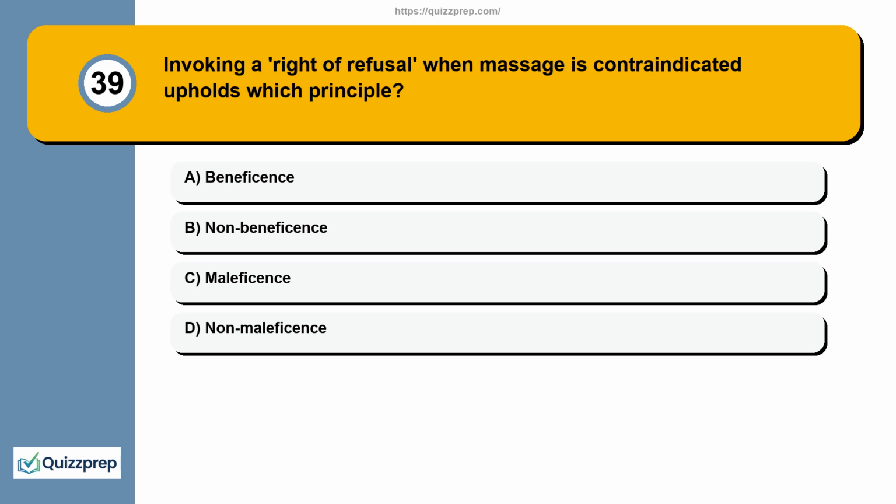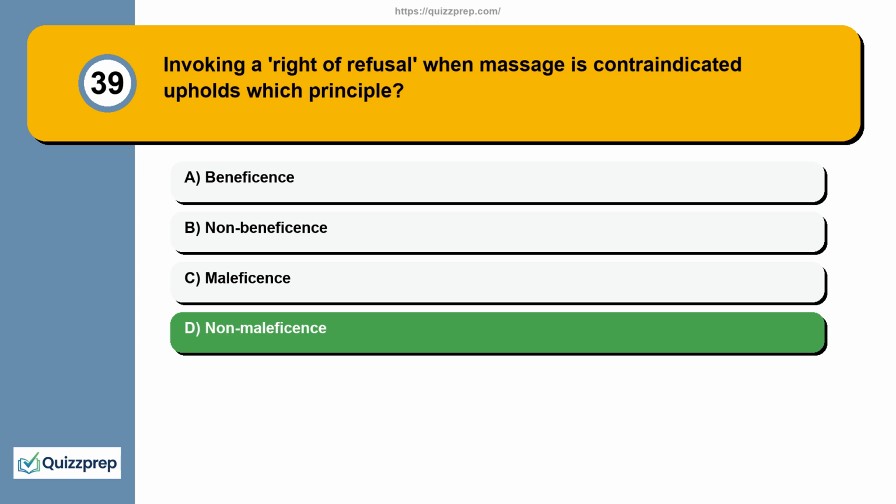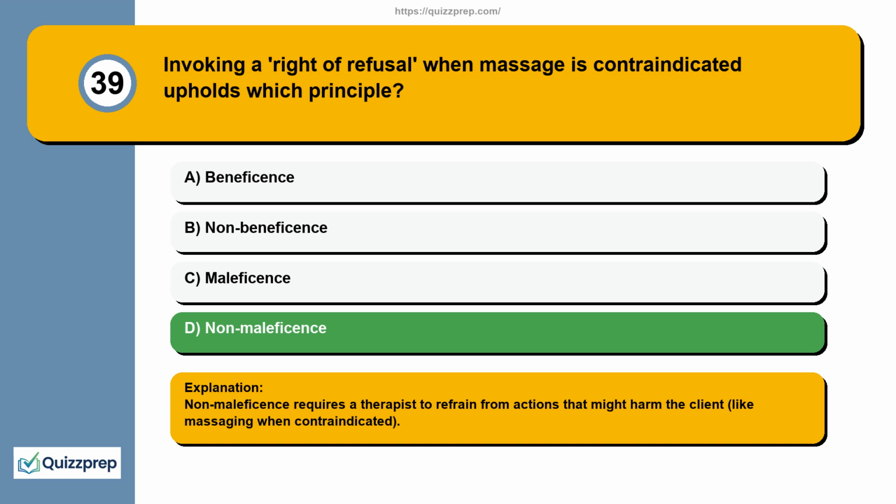Question 39. Invoking a right of refusal when massage is contraindicated upholds which principle? Beneficence, non-beneficence, maleficence, non-maleficence. Non-maleficence requires a therapist to refrain from actions that might harm the client, like massaging when contraindicated.